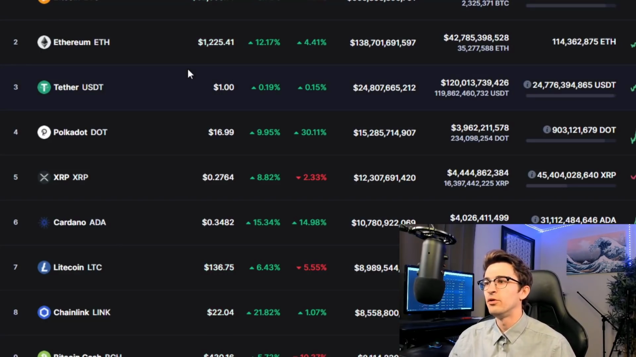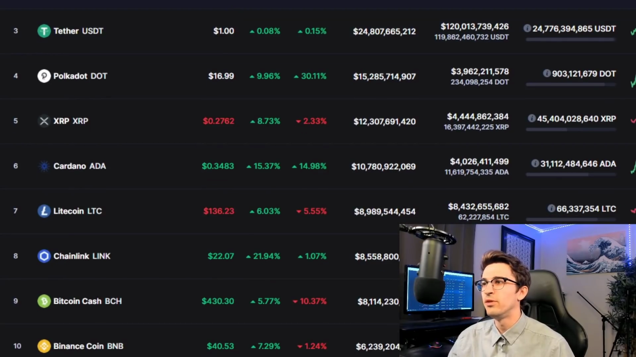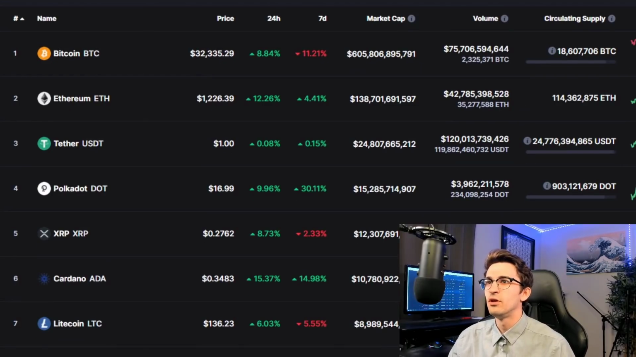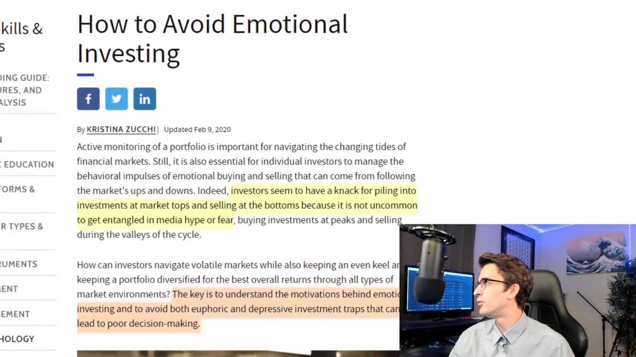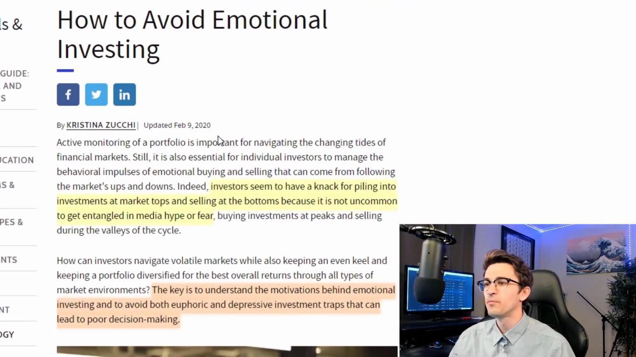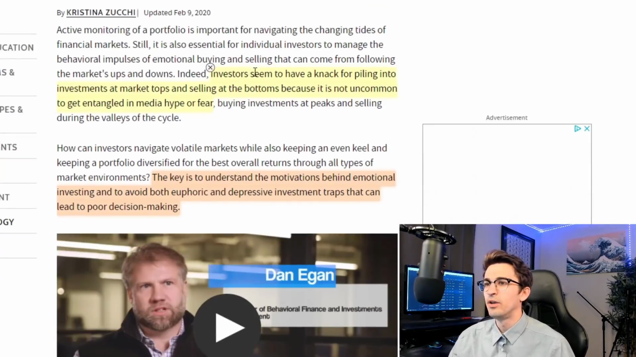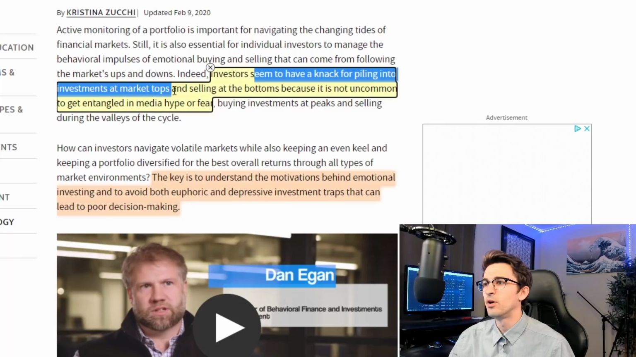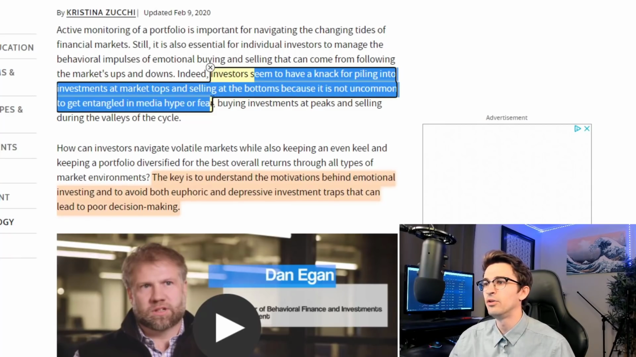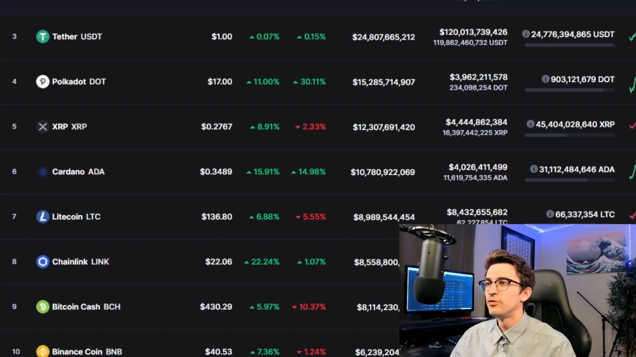And especially people that are new to cryptos, when they see a 15% dip, they think it's going down to nothing. They panic sell, which is why another suggestion here is to avoid emotional investing. So investors seem to have a knack for piling into investments at market tops and selling at the bottoms because it is not uncommon to get entangled in media hype or fear. So this is just how the majority of retail investors will invest.